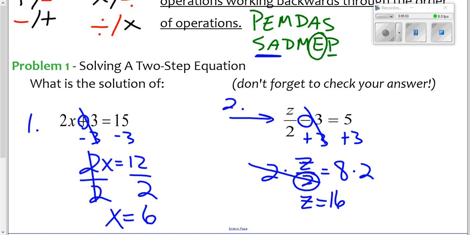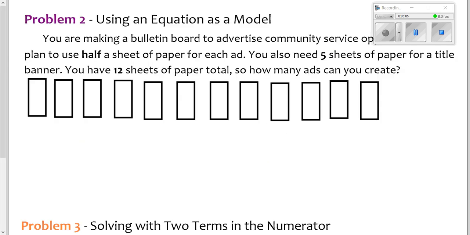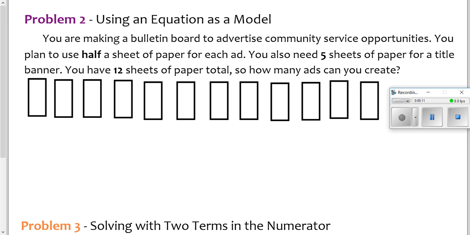Okay. All right. So taking a look at this next problem, I'm going to create a banner, and I'm given a certain number of pieces of paper to be able to do that, but the banner also, I have certain things I have to make.